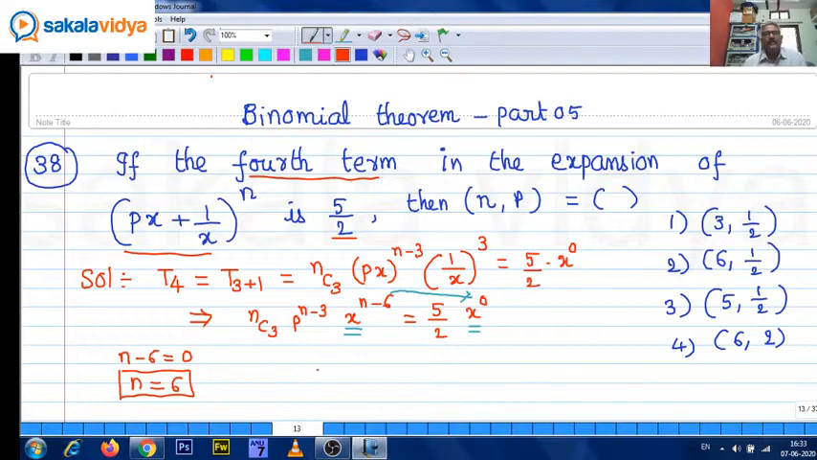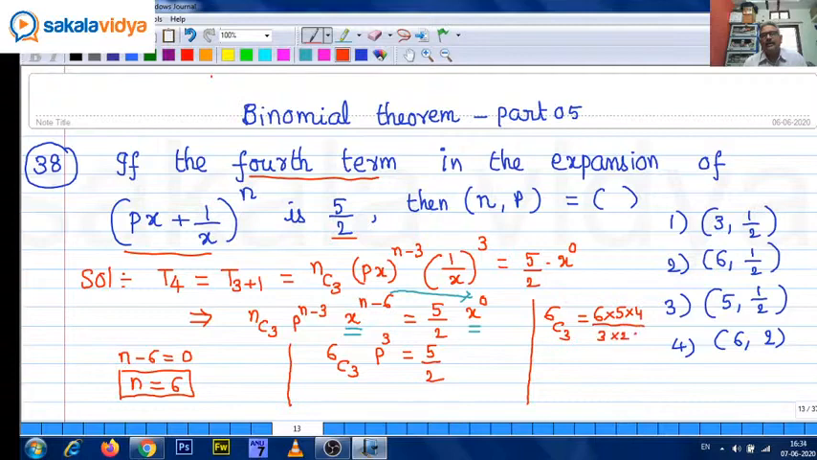So next, what we need to find out now? The p value we need to find out. Substituting here, 6C3 p^(6-3) equals 5 by 2. So now we need to find out 6C3. 6C3 equals 6 into 5 into 4 upon 3 into 2 into 1. That is, 6 gets cancelled, 20. That means 20 p cube is equal to 5 by 2.